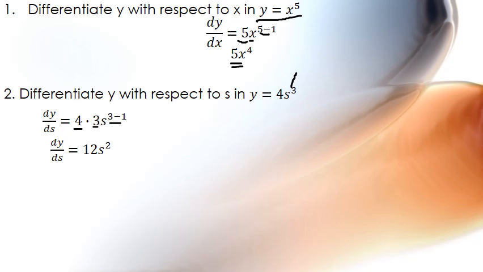So dy/ds will now be 4 times 3 is 12, so we have our 12 here, and 3 minus 1 is 2, so s raised to the power 2. So dy/ds is 12s raised to the power 2.